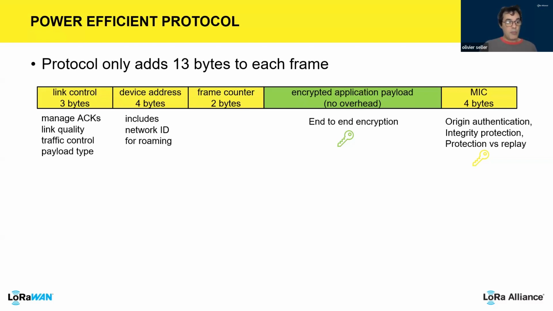There are also 3 bytes of link control, which give the type of frame, also the type of traffic, the type of payload, and some bits that are there to check link quality regularly, and also to manage the acknowledgements, and also some traffic control. For instance, there's a bit which means there is pending traffic for you, dear end device, please open a reception window so that I can send you that traffic.